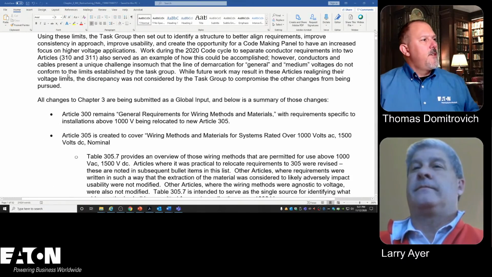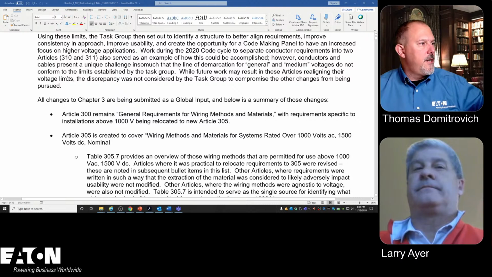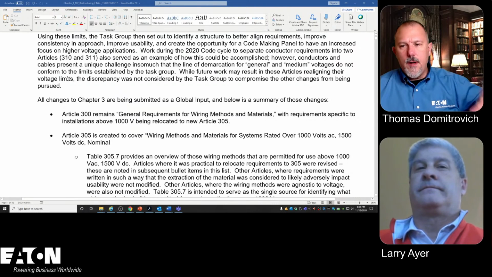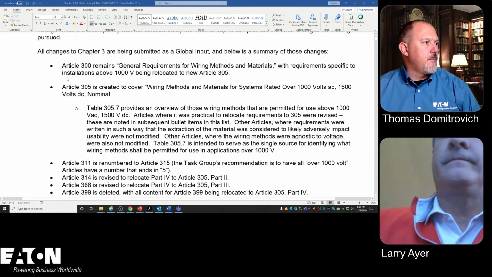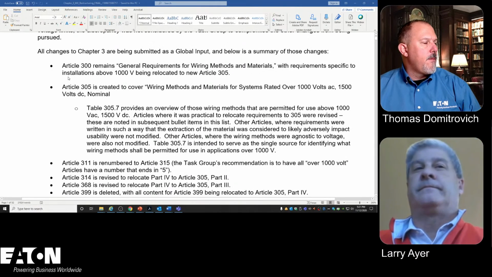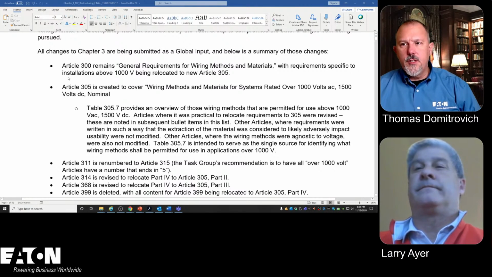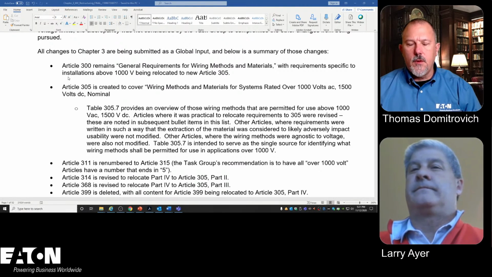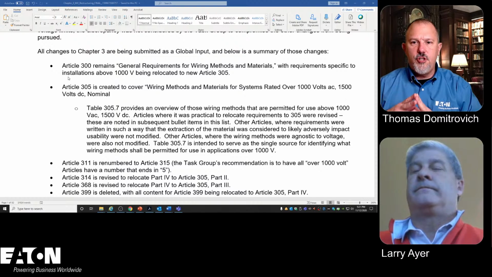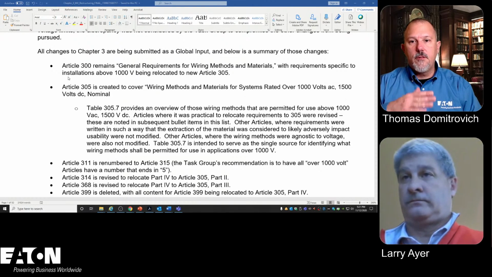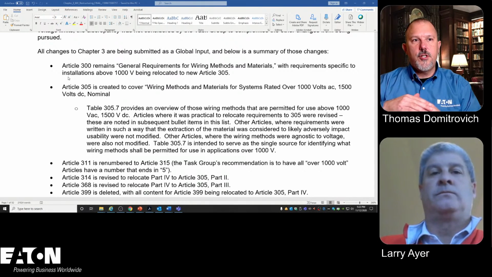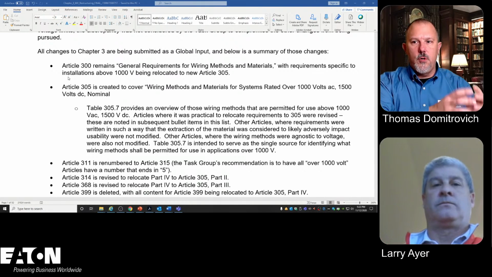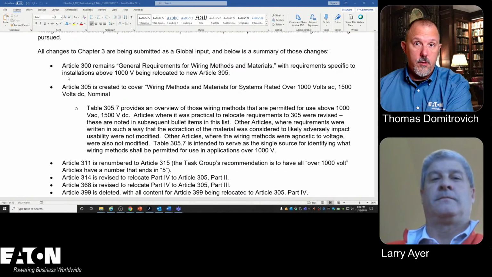Yeah. So this is the Chapter 3 changes. What Robert did was put together the overview of what they did in Chapter 3. They have Article 300 remaining as the general requirements for the wiring methods, so there's no change to that. And I believe their thought process is to pull all the medium voltage requirements out into their own articles, right?